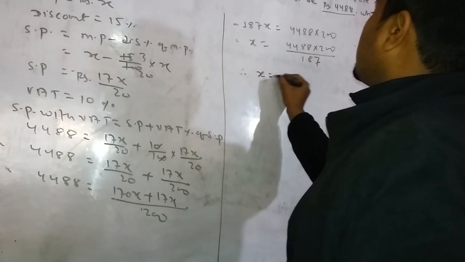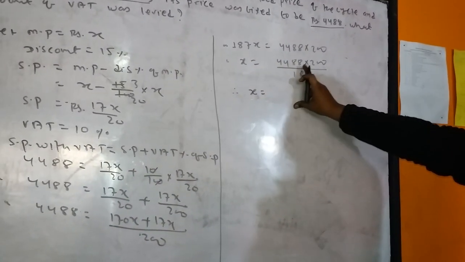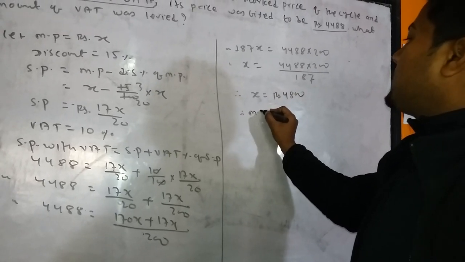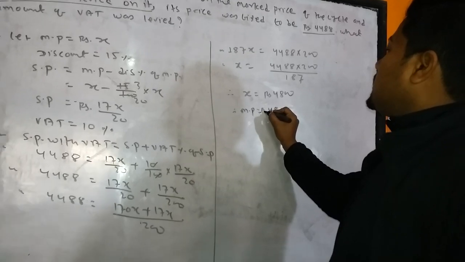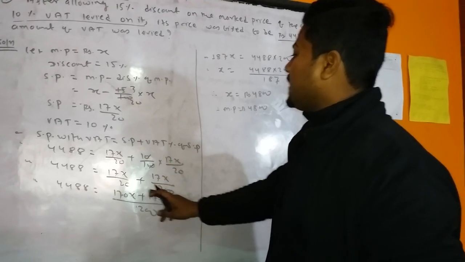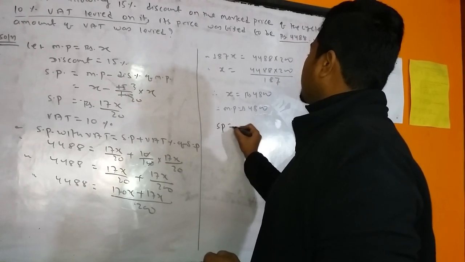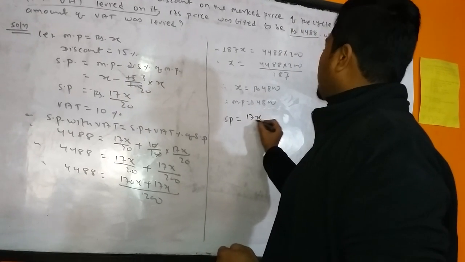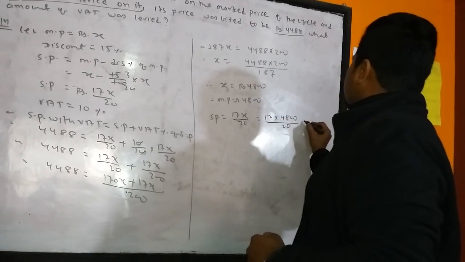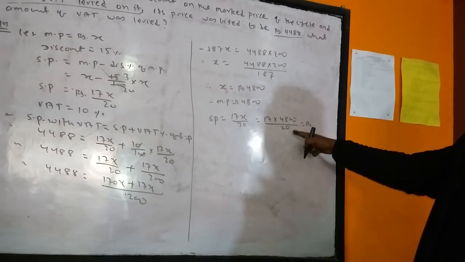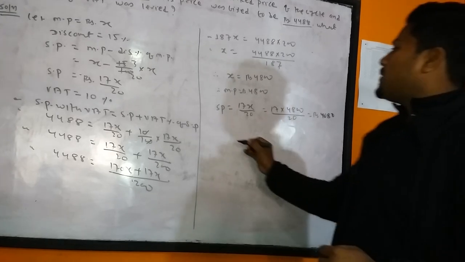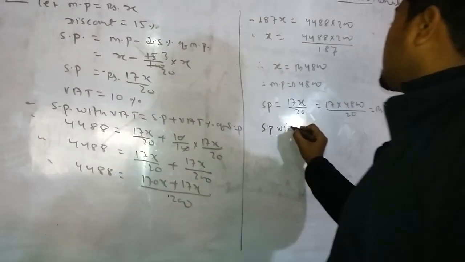What will come here, x value? Divide this. 4800. It means therefore MP is equal to what comes? 4800. This is the mark price. But question is asking what? VAT amount is asked. Then SP with VAT values were given. First of all, find SP value. SP value is what given? 17x by 20. So here x value put 17 into 4800 divided by 20. What will come for SP? 17 into 4800 divided by 20. What will come? 4080.